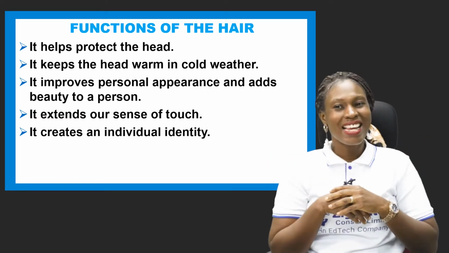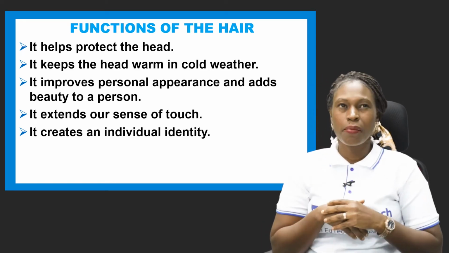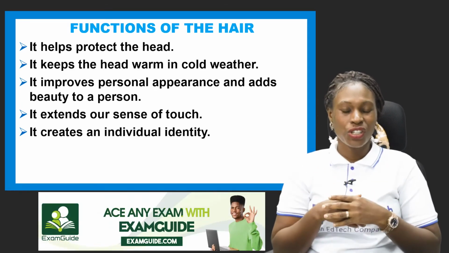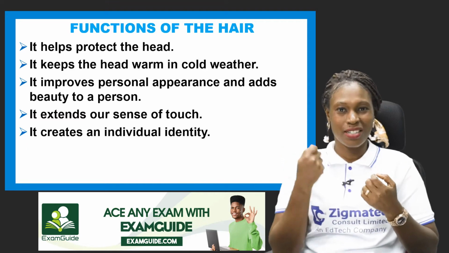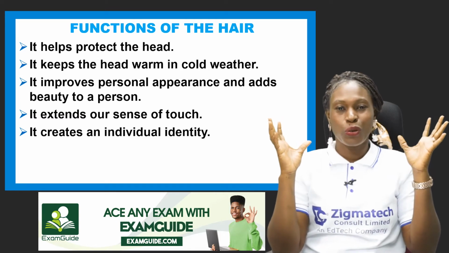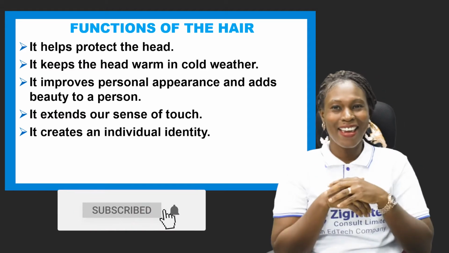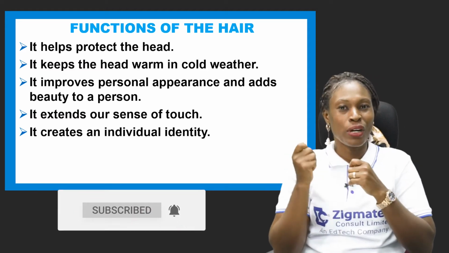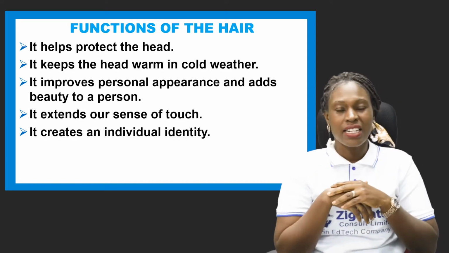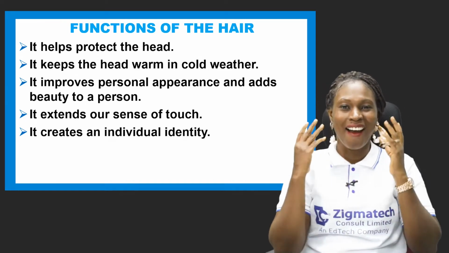Now, it also creates an individual identity. The hair creates an individual identity. So what do we mean by this? Most people are known by the type of hair they make. Let's say for Alicia Keys, you find out that she's always on braids. Then for the Jackson 5, they're known for their afro. So that is more like their identity. Now, which other person back here? Bob Marley, he's known for his dreads. So your hair can also serve as what? Your identity for a whole lot of persons. We know them by their hairstyle, or their hair make.